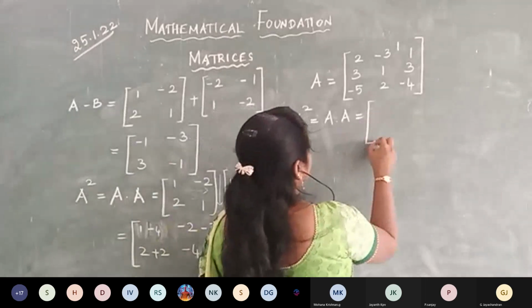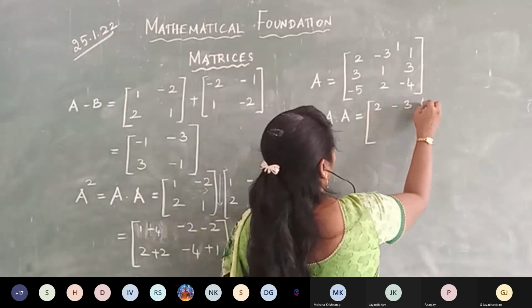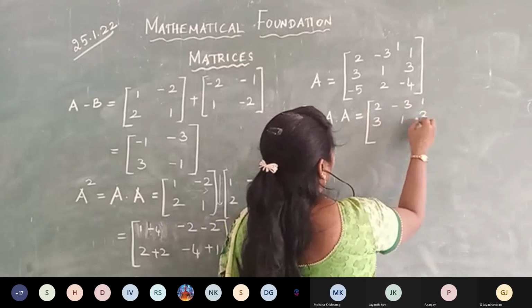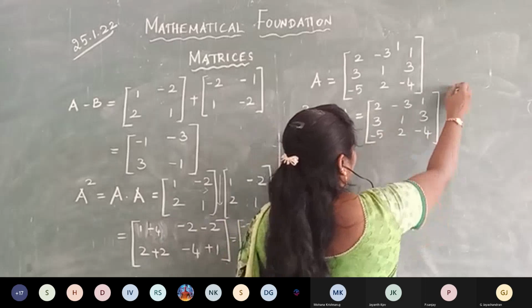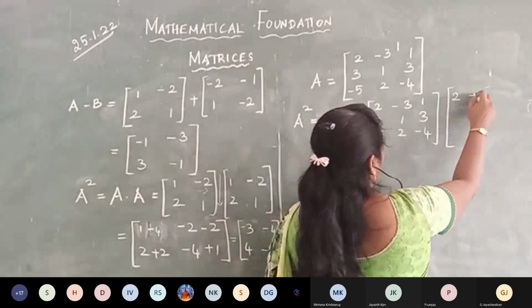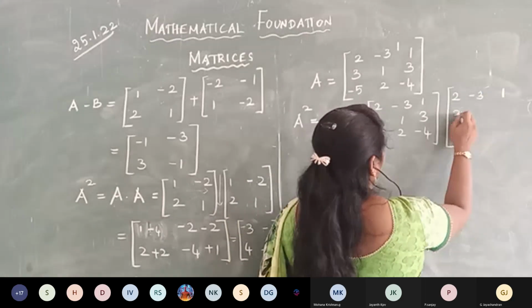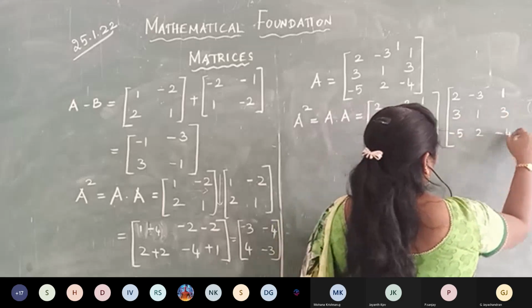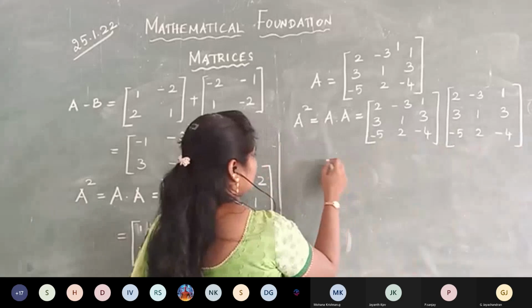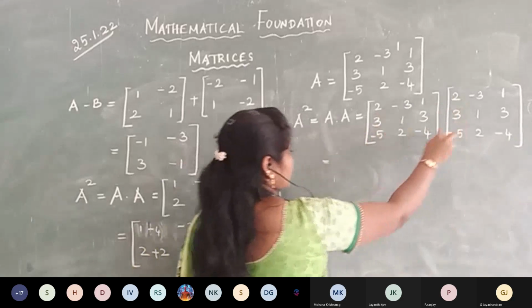You'll be having [2, -3, 1; 3, 1, 3; -5, 2, -4] multiplied into [2, -3, 1; 3, 1, 3; -5, 2, -4]. Okay, so you're going to multiply first row, first column.